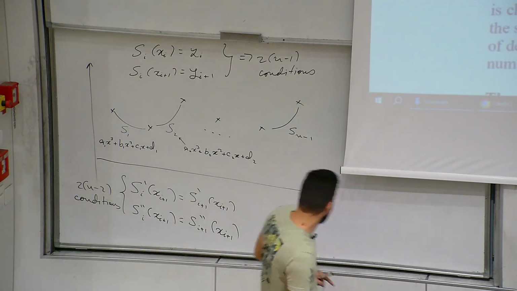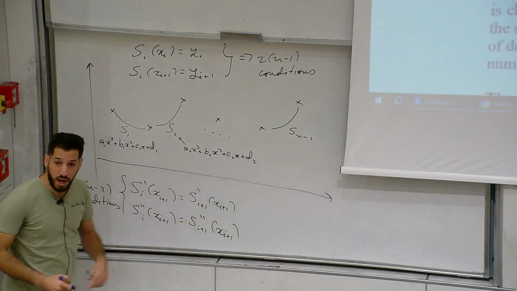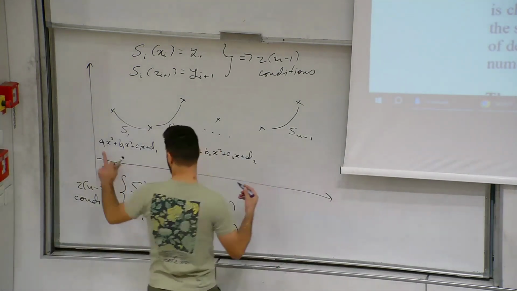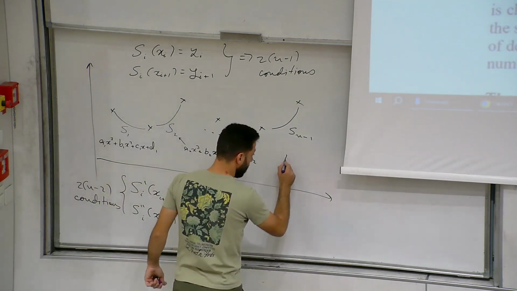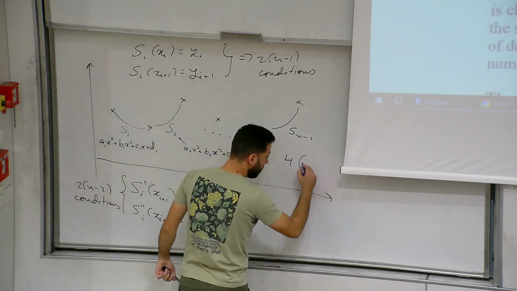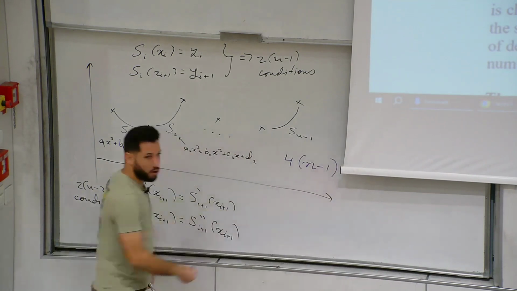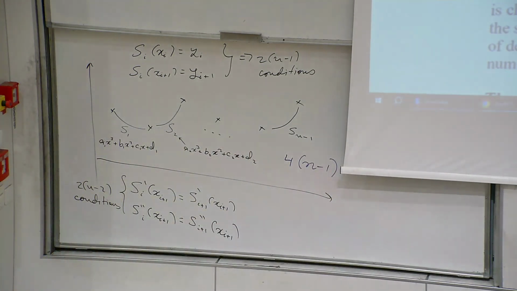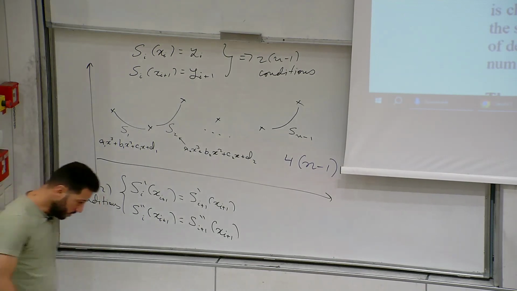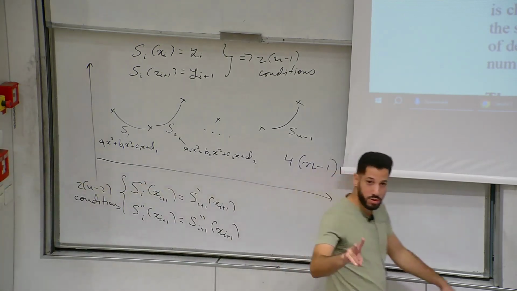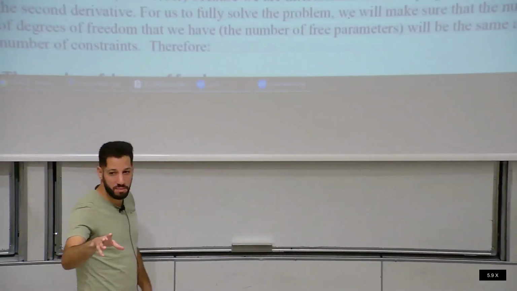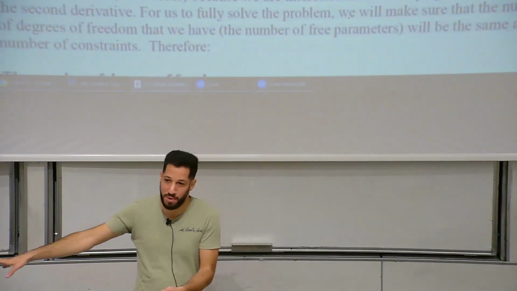Every polynomial in the spline has 4 parameters, and we have to fix at the end of the process 4 multiplied by n minus 1. So how many equations, or conditions, or constraints, are missing? 2. Okay. And these 2 are gotten from what we know about the problem.